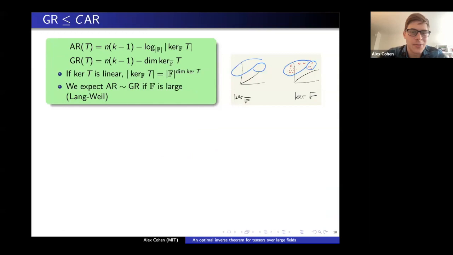Okay. So I'm putting the 2 definitions of analytic rank and geometric rank right next to each other, so that we can see how they're similar. And here we're going to see that thing I said earlier, that the log base F of the size of the kernel is like an analytic version of the dimension.